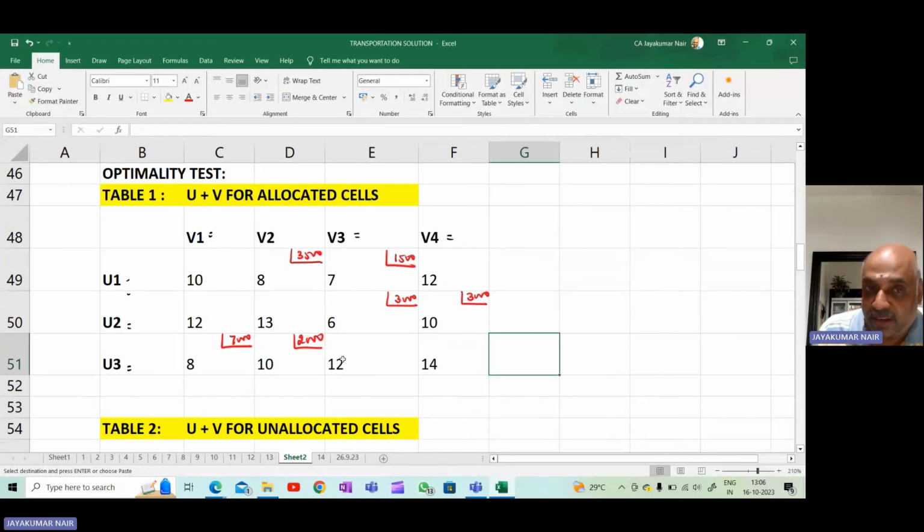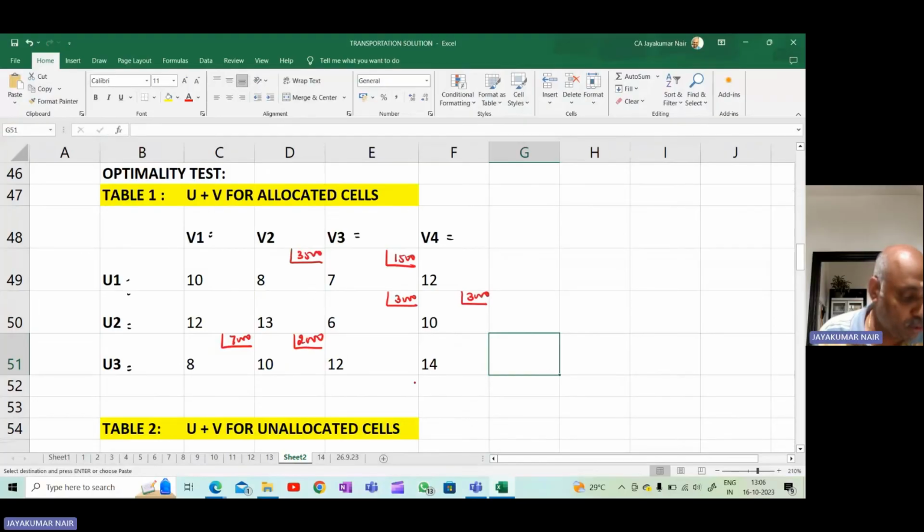So now what do we have to do? We have to calculate the U values and the V values. So what do we do to calculate the U values and the V values? How do we find them?